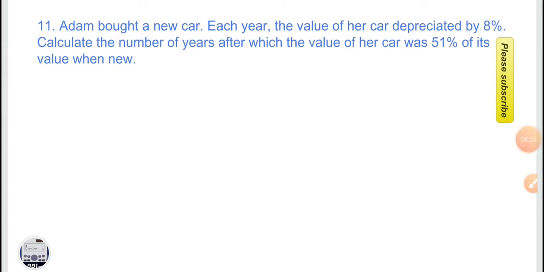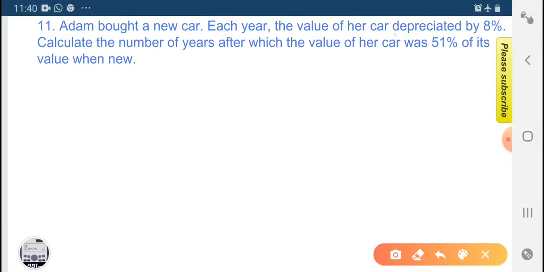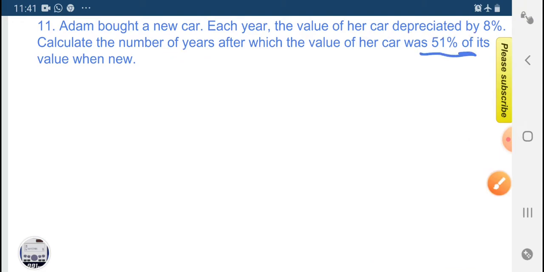Question 11. Adam bought a new car. Each year the value of the car depreciated by 8%. So depreciate means the value went down. As you get older, most things, mobile phones, tablets, laptops, cars, vans, they go down in price. So it says now calculate the number of years after which the value of the car was 51% of its value when new.